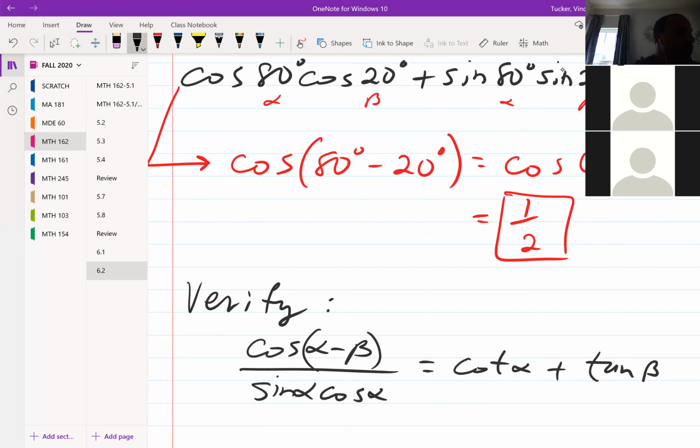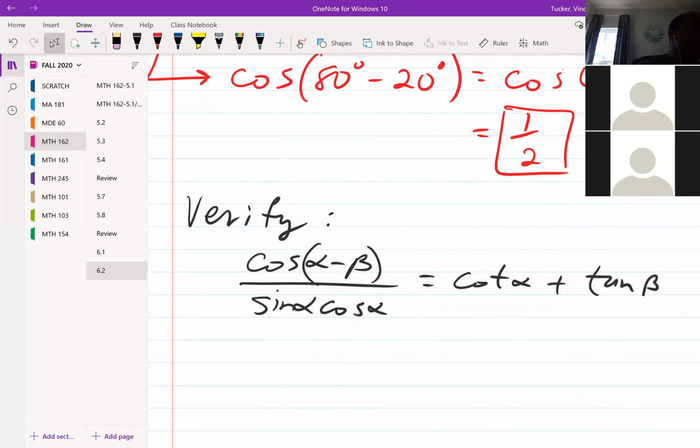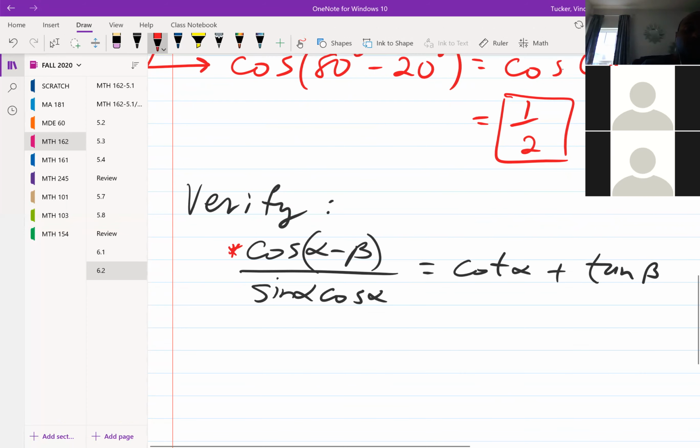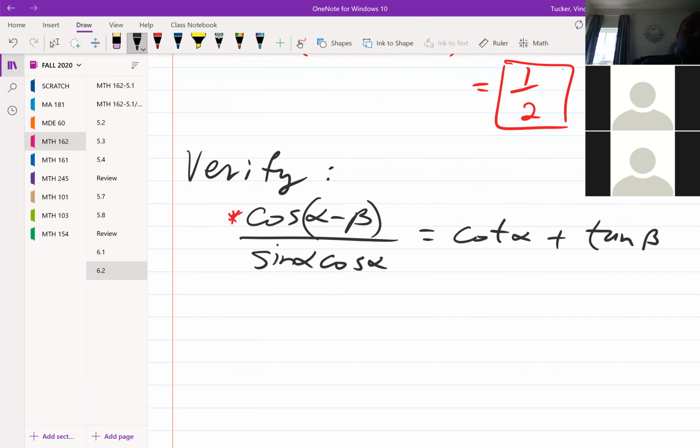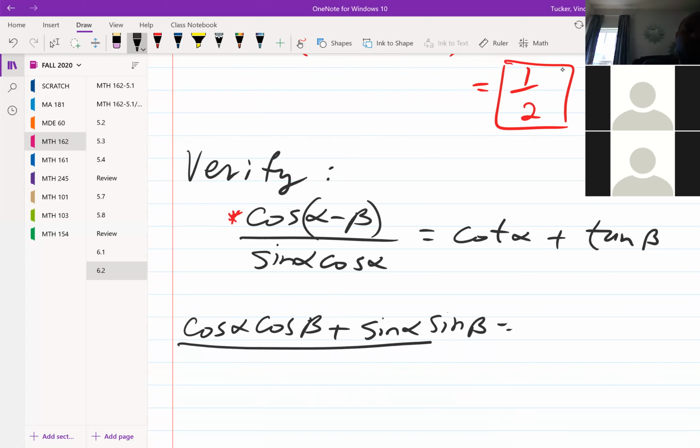So here we have another one of those verifying situations, wherein we want to make one side look like the other side. Here we have the cosine of the difference of two angles. So we can expand that. Cosine alpha, cosine beta, plus sine alpha, sine beta, and that's still over sine alpha, cosine beta. I'm sorry, that should be a cosine beta at the bottom.